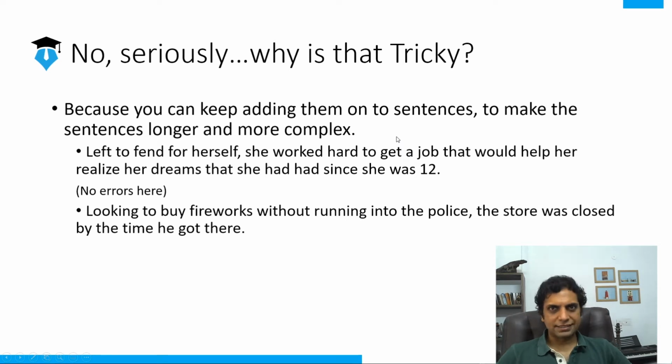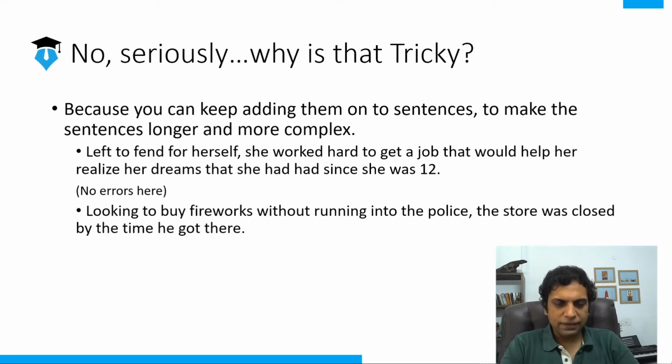So there's no errors in that sentence. It's perfectly valid. Let's look at this one. Looking to buy fireworks without running into the police, the store was closed by the time he got there. This is now getting into the territory of understanding what modifier errors are. Why do modifiers also get complicated? Because sometimes it's very hard to tell what they're referring to.